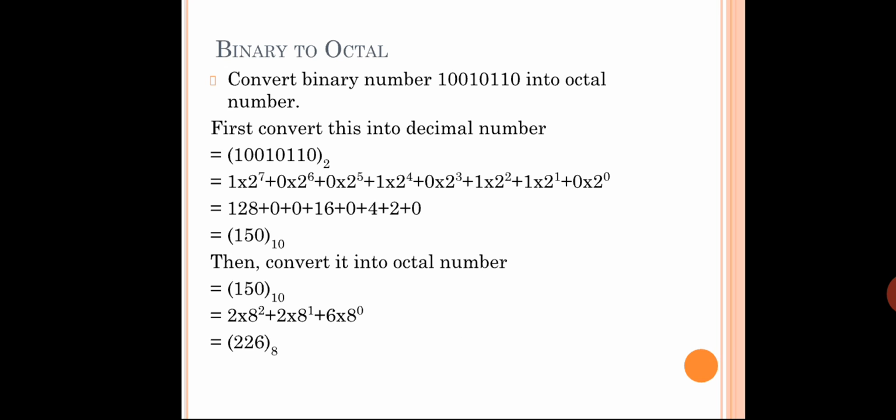What have they gone for? They have gone for the decimal representation, isn't it? That is nothing but decimal. That is the reason why they have gone for the position values, 0 into 2 to the power 0, 1 into 2 to the power 1. Fine. Ultimately they get the decimal value 150. Then they convert it to an octal number. 150 can be converted to an octal number, and the answer will be 226 to the base 8.